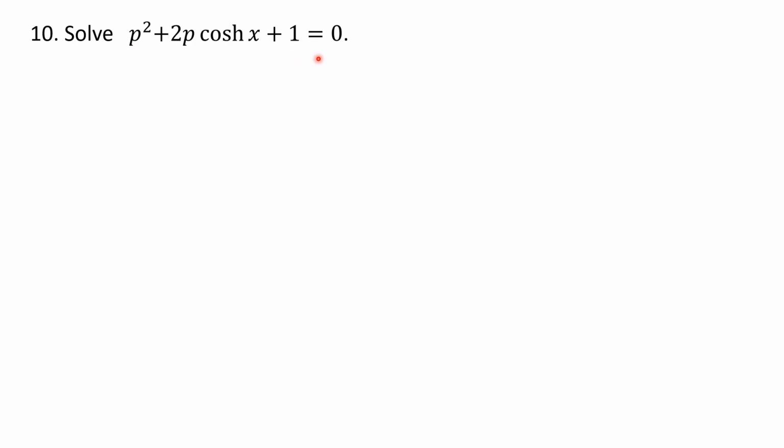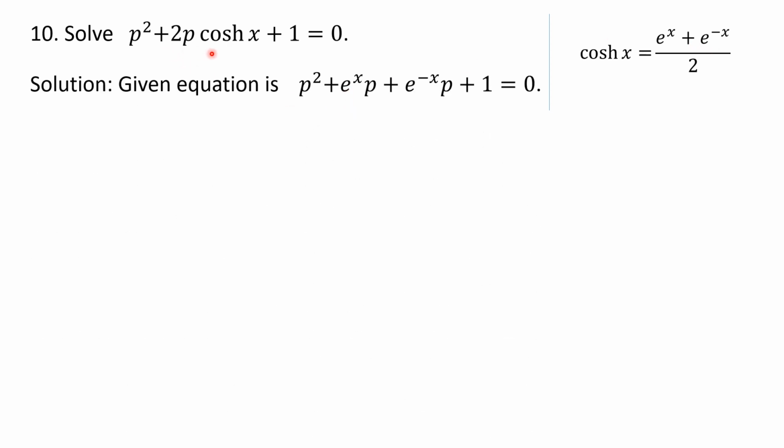So we have quadratic equation p square plus 2p cos hyperbolic x plus 1 equal to 0. Here in this problem we first write cos hyperbolic x in exponential form. We know that cos hyperbolic x is e power x plus e power minus x by 2. So 2 cos hyperbolic x is nothing but e power x plus e power minus x. So the given equation now becomes p square plus p into e power x plus e power minus x, or p e power x plus p e power minus x plus 1 equal to 0.